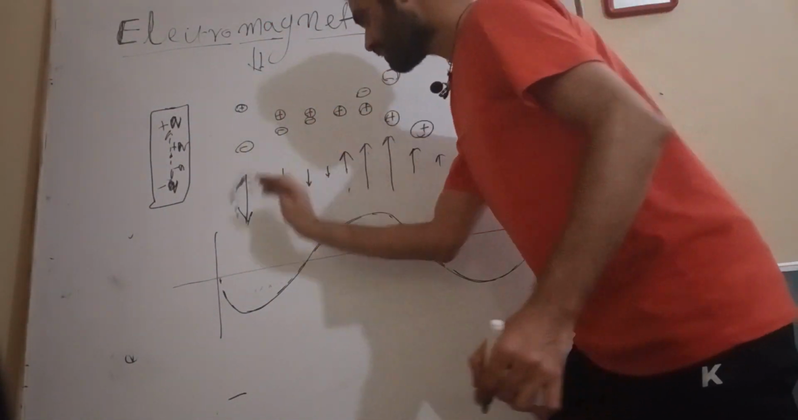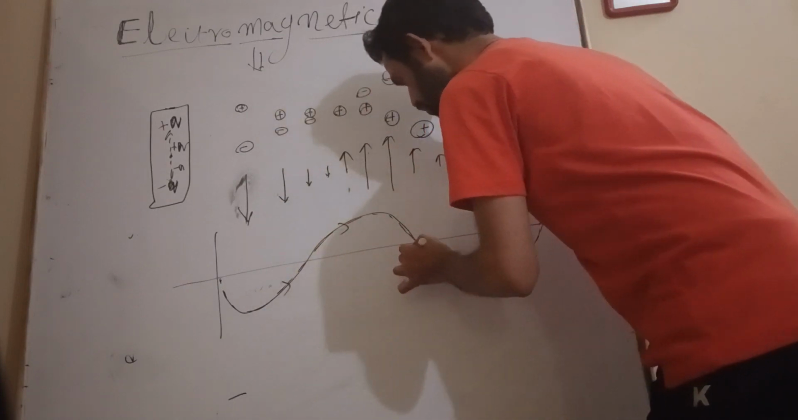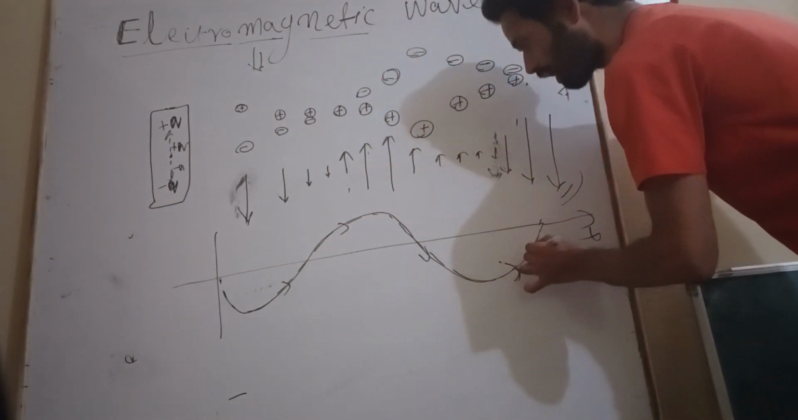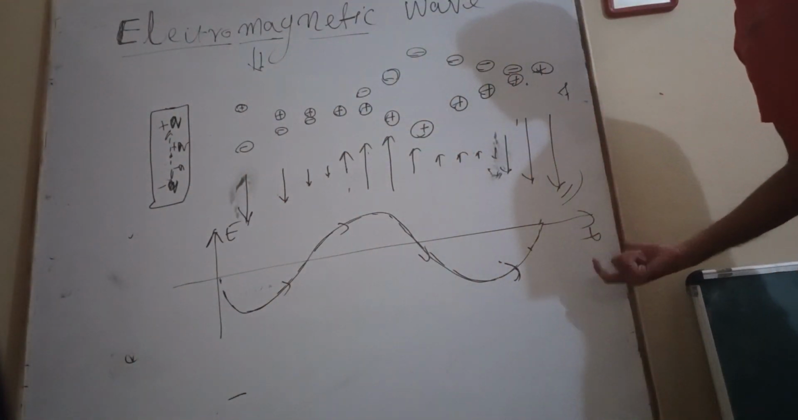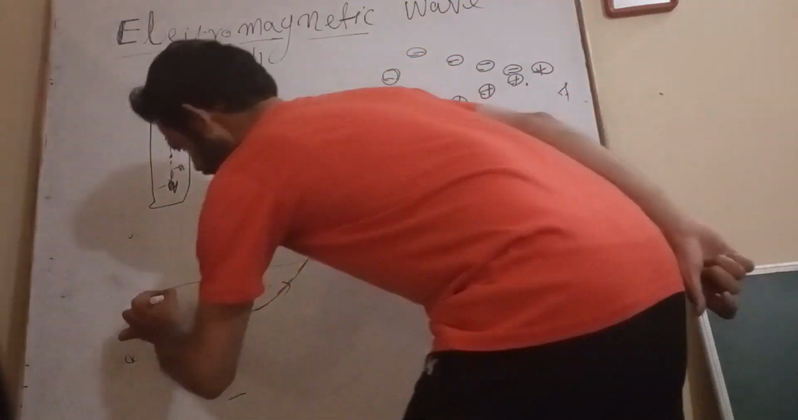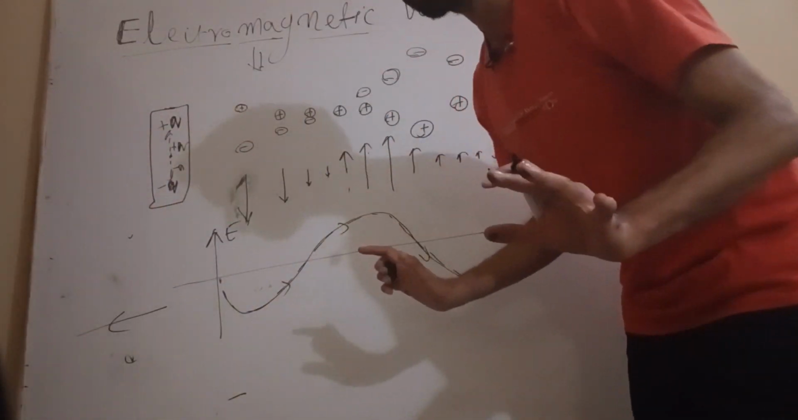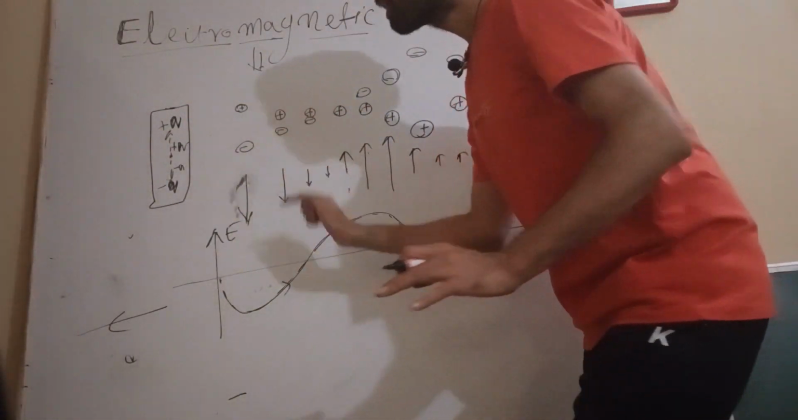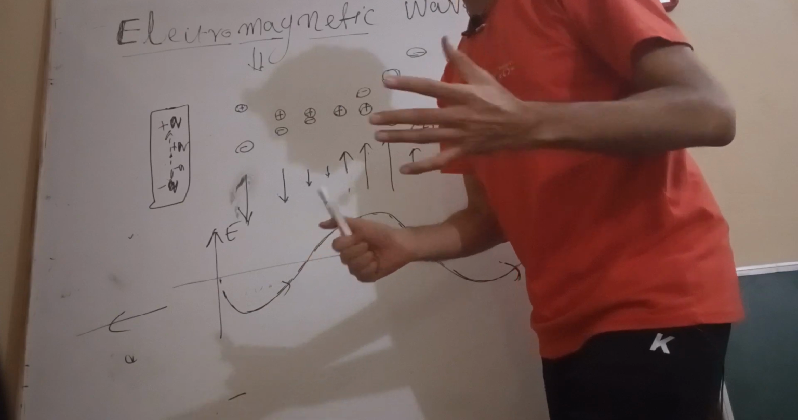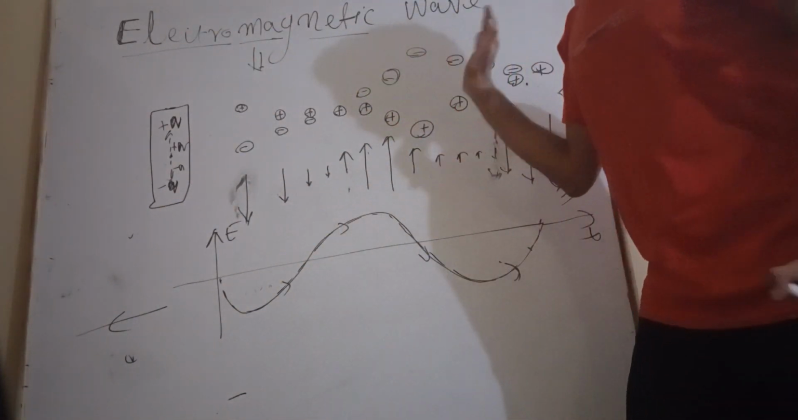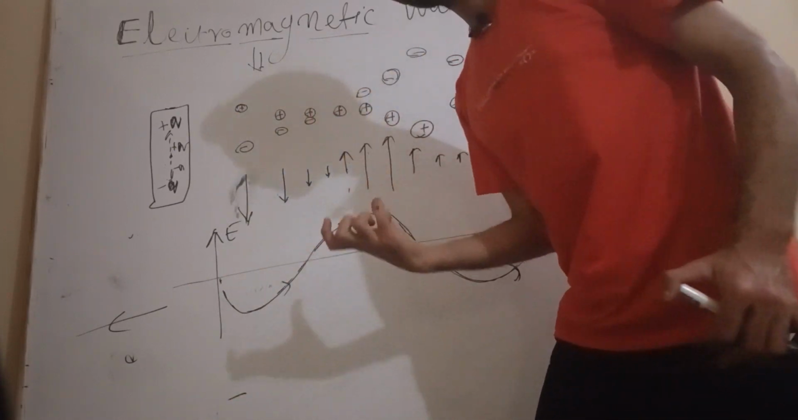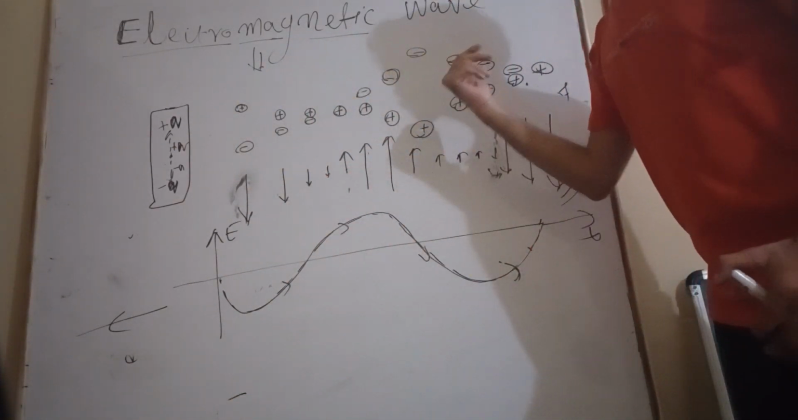Charge is accelerating. Once the charge accelerates, this electric field will also vary with time. Whatever the current, because we know very well, once the charge starts moving, that is nothing but current. Current is nothing more than the flow of charge. Once the current is there, a magnetic field is there.